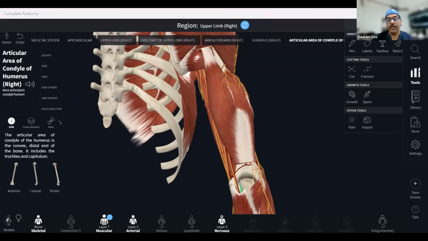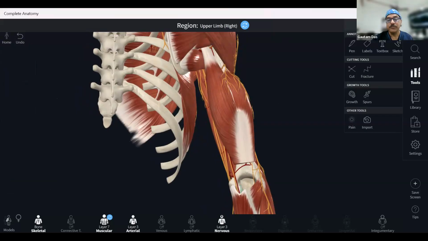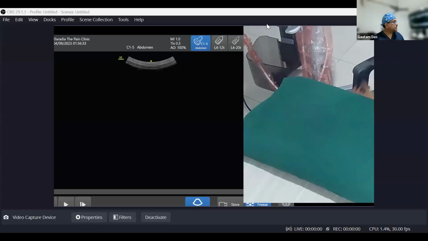So does anyone want me to demonstrate anything? No? Okay, fine. So let me stop sharing and let me share this screen. Is this screen visible now?